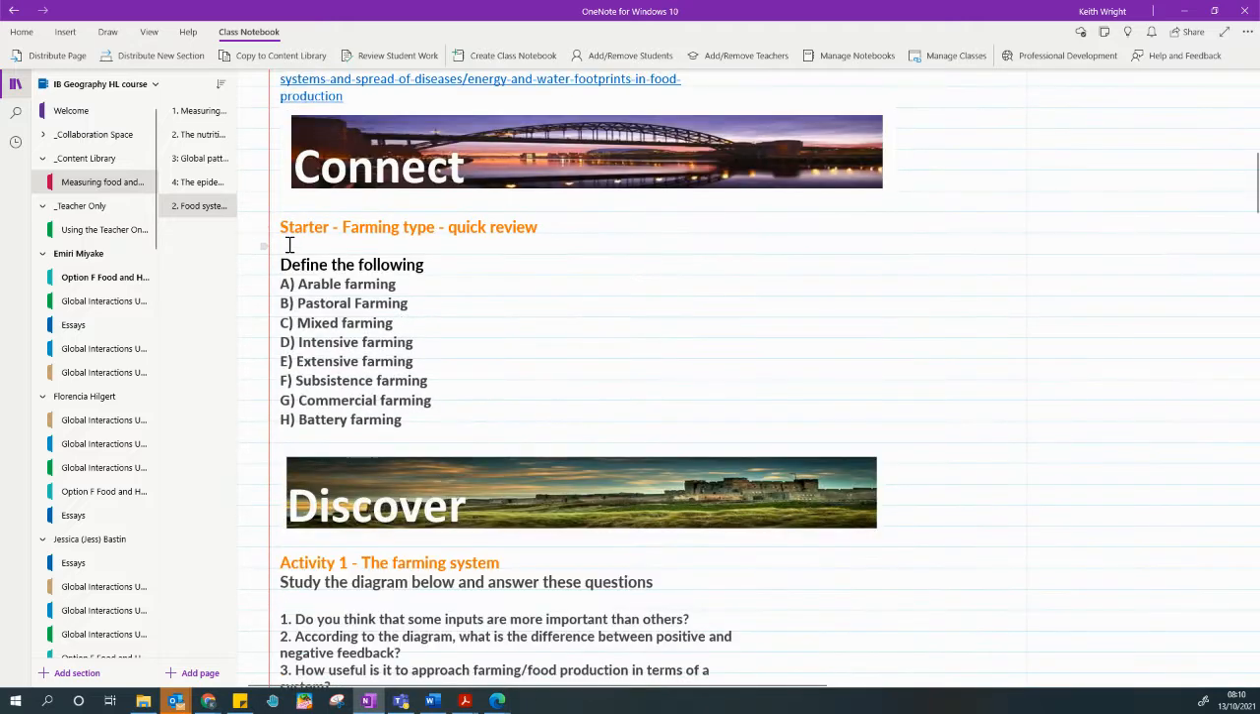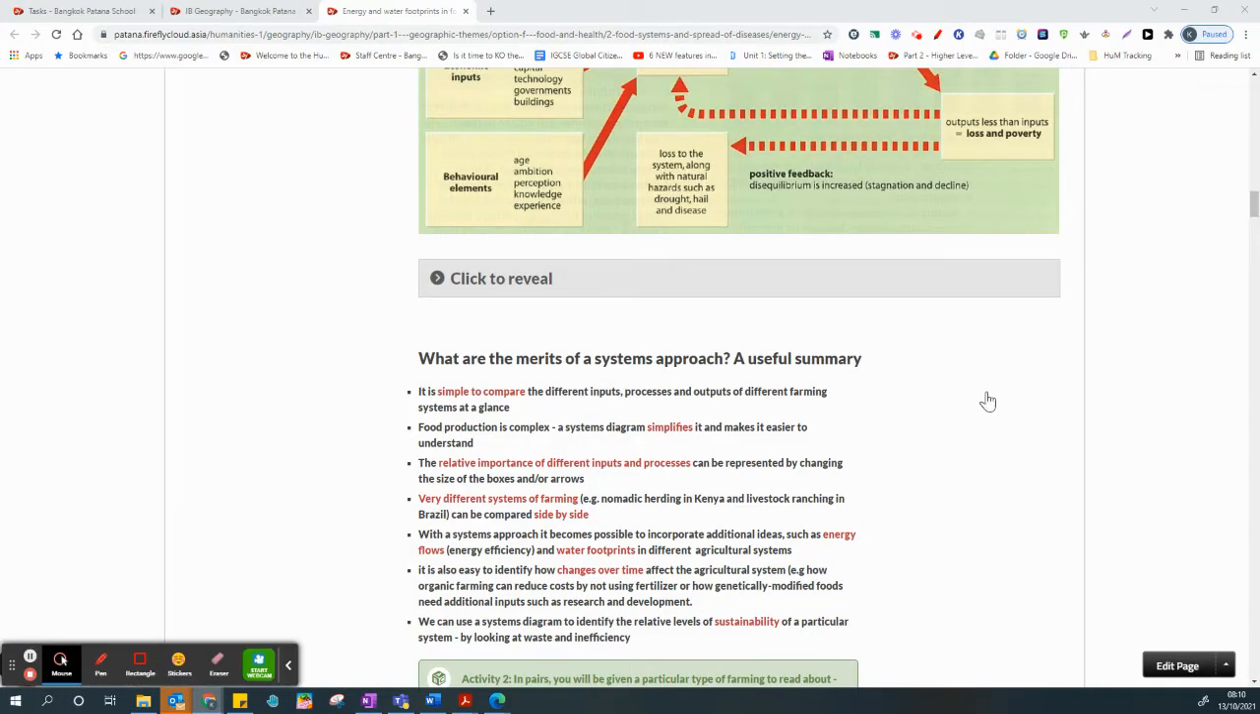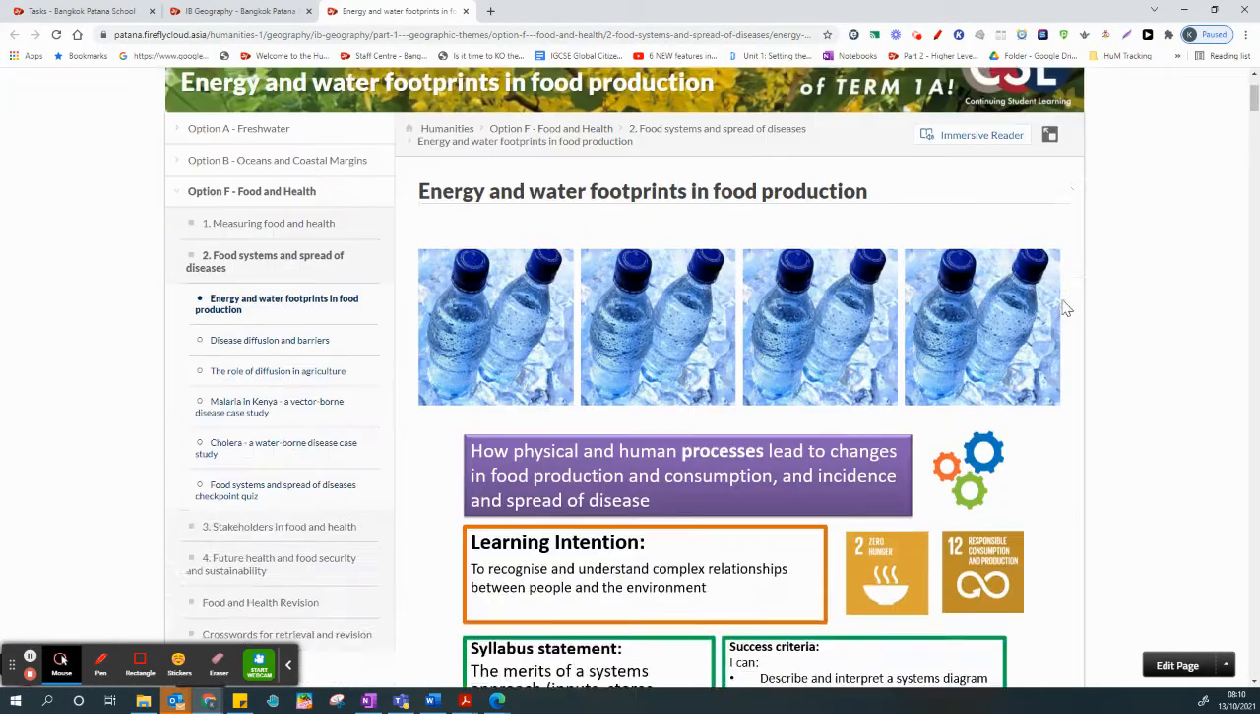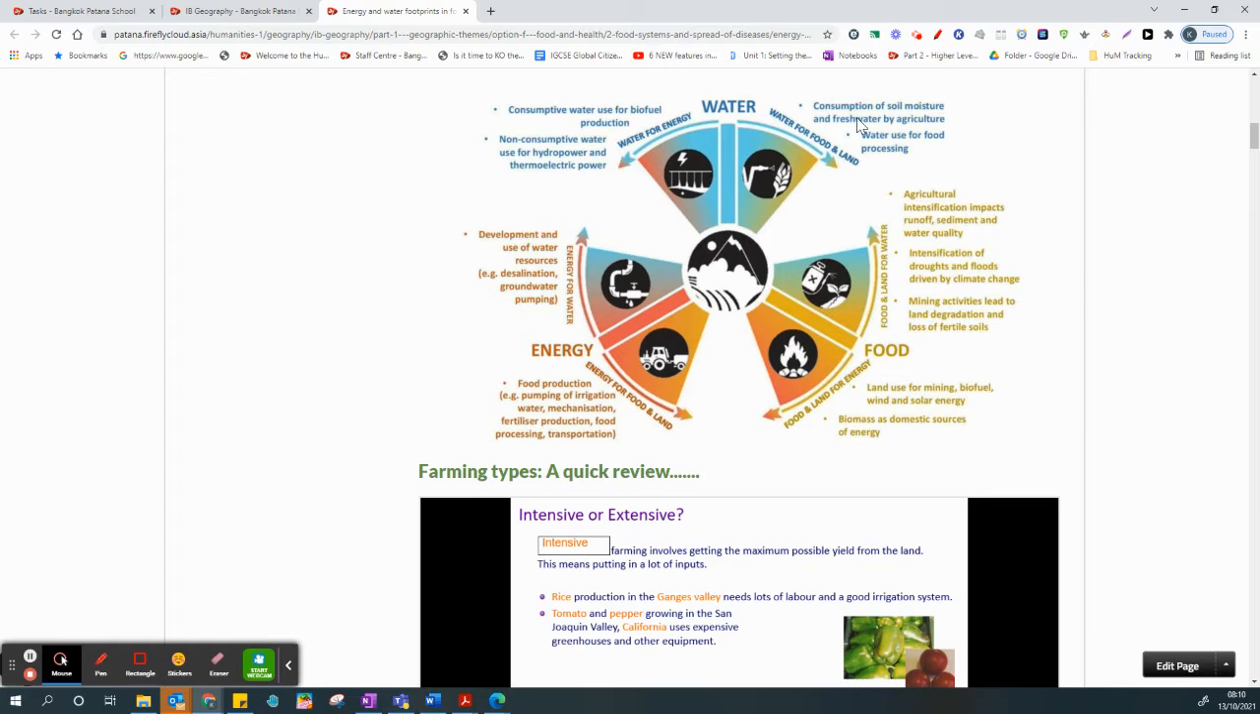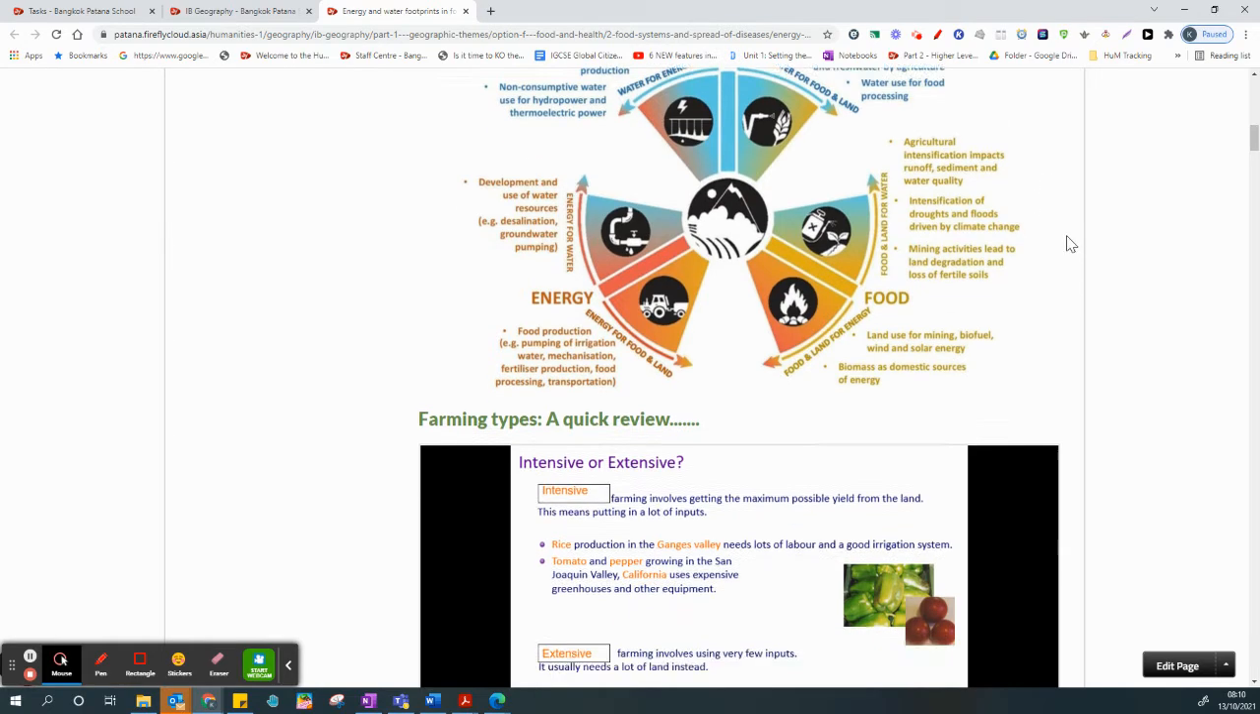So first thing you'll do is go on to the starter, farming types. You can Google these if you wish. In fact, I recommend you would Google some of them, but we do have some help in the Firefly page. So if you go to, ignore that there, that's the Nexus concept. We'll come back to that later.